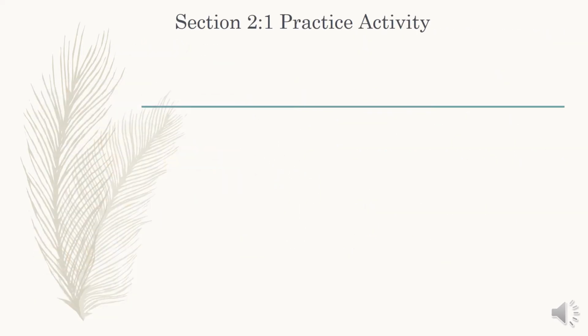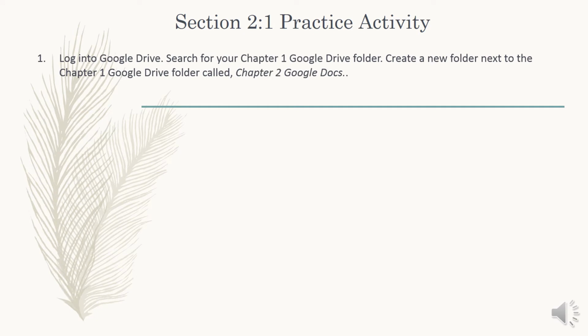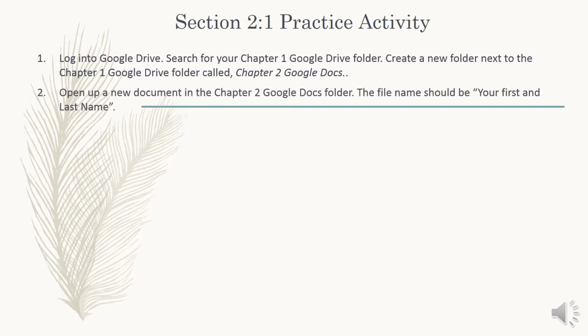You have just finished section 2-1. One, log into Google Drive. Search for your Chapter 1 Google Drive folder. Create a new folder next to the Chapter 1 Google Drive folder called Chapter 2 Google Docs. Two, open up a new document in the Chapter 2 Google Docs folder. The file name should be your first and last name.